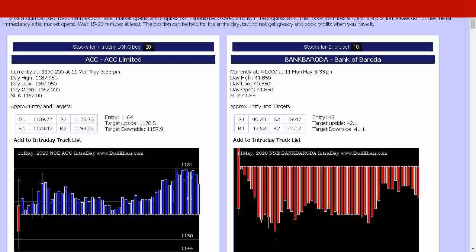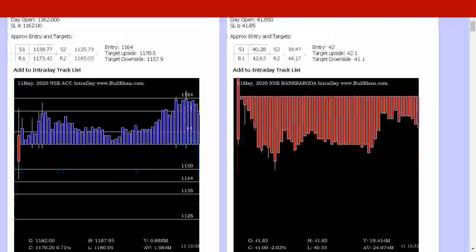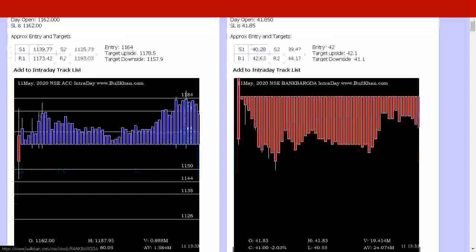Don't focus on the target. As I said earlier also, don't try to squeeze stocks in intraday, don't wait for target. Targets are projectional. Nobody in the market knows how high a stock can go, how low a stock can go. Targets are only projectional. If you are making 1% profit, 1.5% profit, take profit and enjoy that.